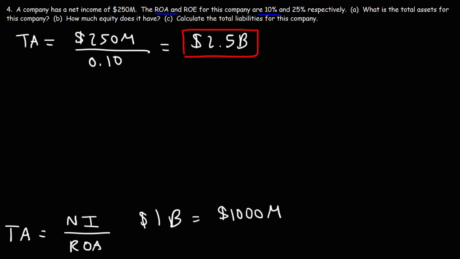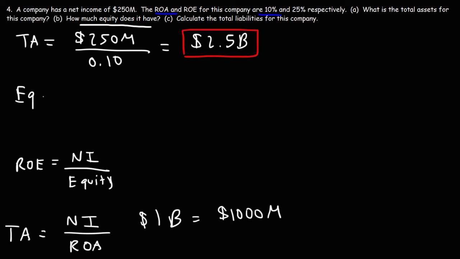So now let's move on to part B. How much equity does the company have? So we know that the ROE is the net income divided by the equity times 100%. If we rearrange that equation, we'll get this. The equity in the company is the net income divided by the ROE in its decimal form.